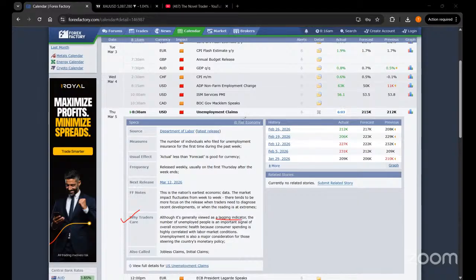So what we are talking about is the unemployment claims data that is going to be released by the US Department of Labor itself. So it's a lagging indicator. The number of unemployed people is an important signal of overall economic health because consumer spending is highly correlated with labor market conditions. Unemployment is a major consideration for those steering the country's monetary policy.